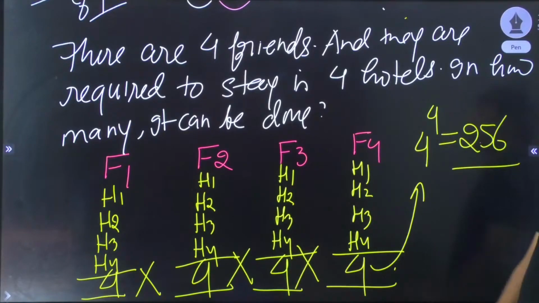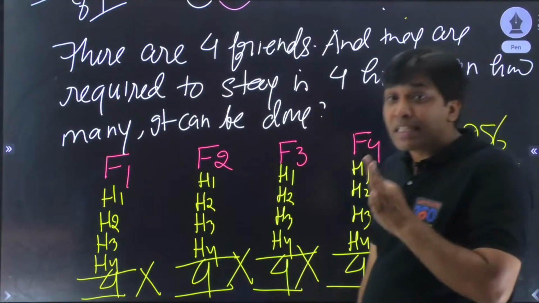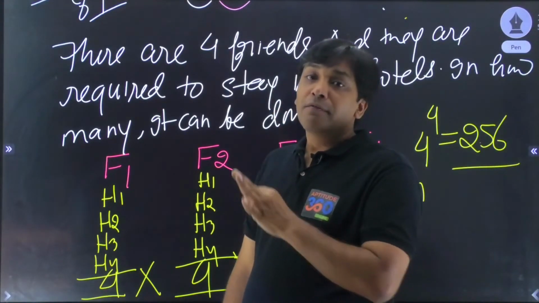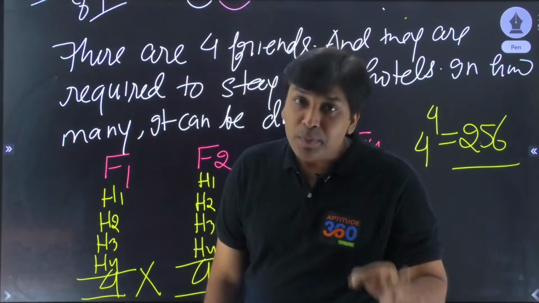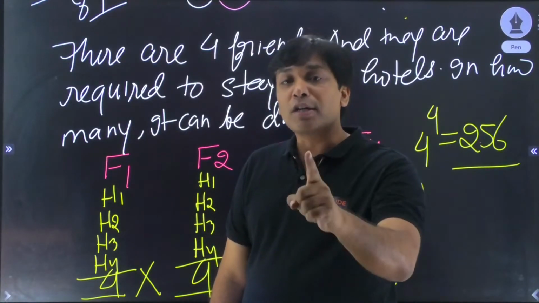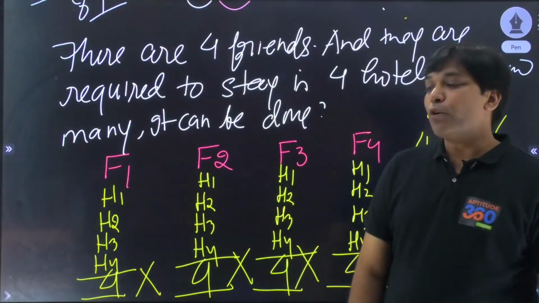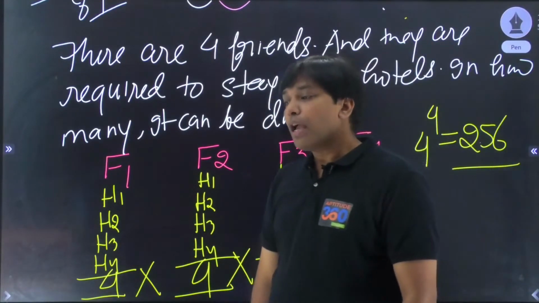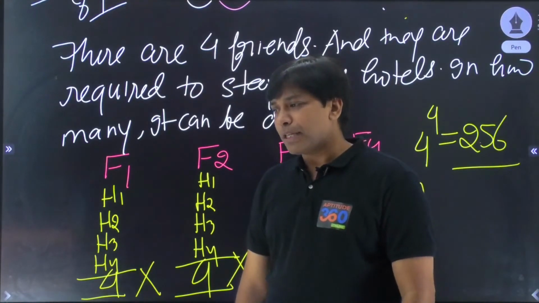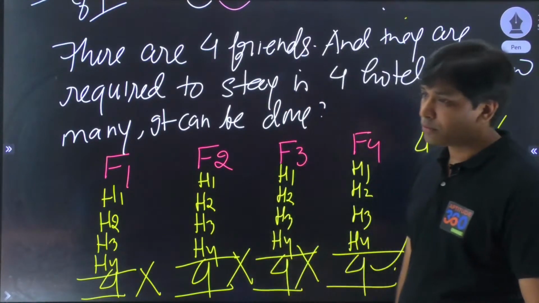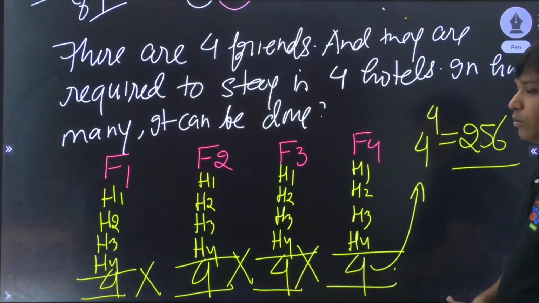In how many ways, if no condition is given to you, will 4 friends be staying in 4 hotels? It is going to be 4 raised to 4 or 256 ways. Aradhana, are you understanding where is the mistake? Where did you make a small mistake? Is that okay with you now?